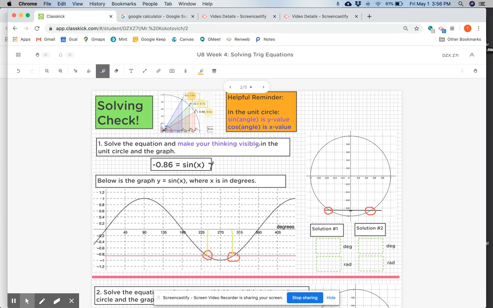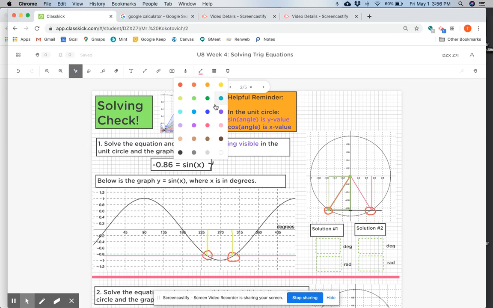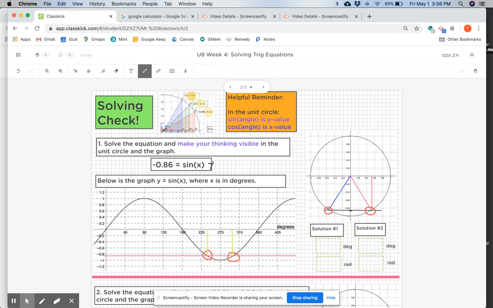So I know that a 60-degree angle would have a height of 0.86, but none of my answers are in the first quadrant, so my solution is not going to be 60 degrees. Let's draw this, though. Let's draw some triangles, some reference triangles right here. First one I'll do in that color. Okay, and in the second one I'll do in a different color right here. And this one we'll do in a dark blue. And we'll go from here up to here.